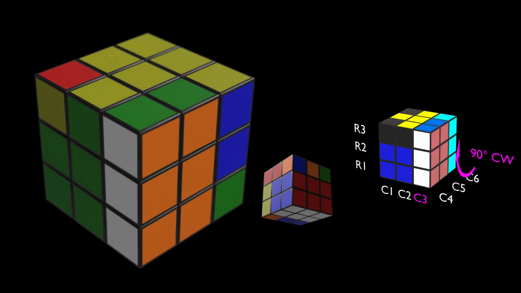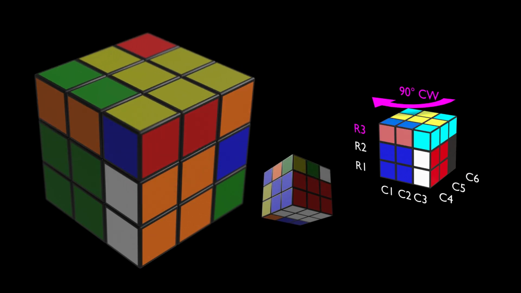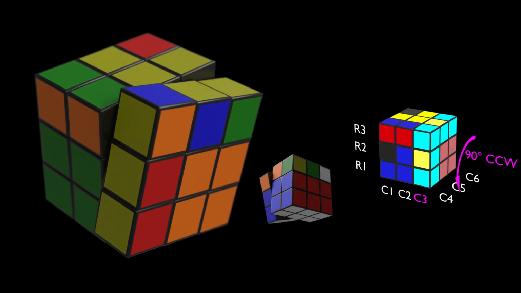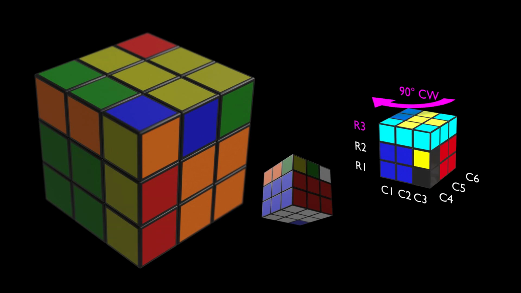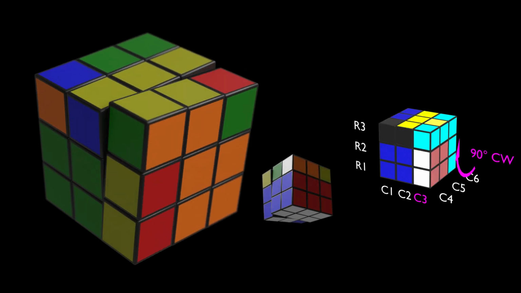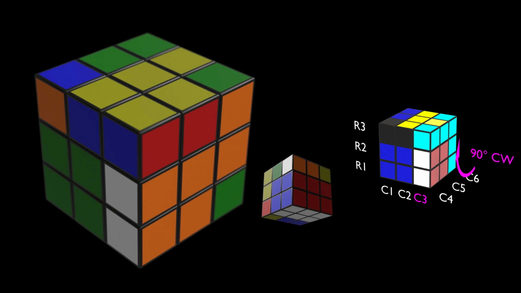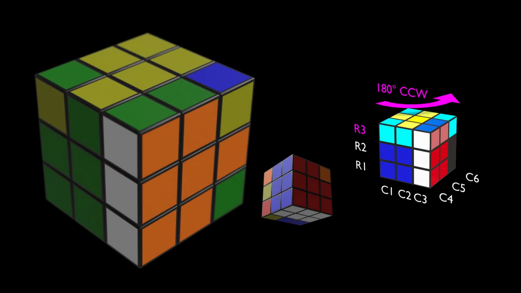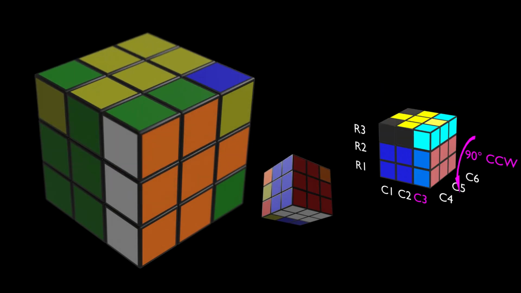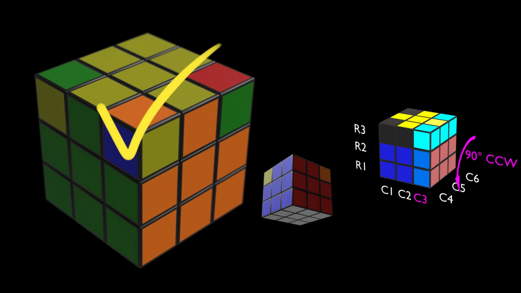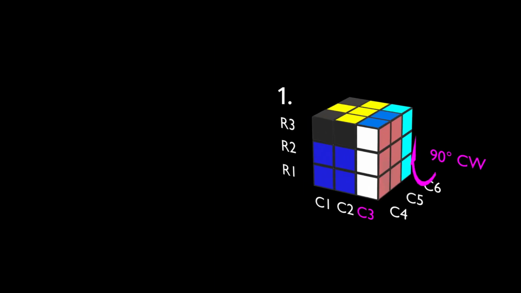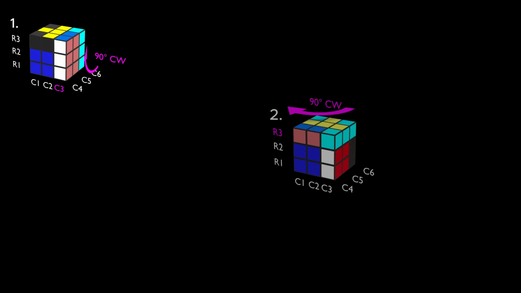Rotate column C3 clockwise. Rotate row R3 clockwise. Rotate column C3 counterclockwise. Rotate row R3 clockwise. Rotate column C3 clockwise. Rotate row R3 180 degrees counterclockwise. And last step, turn column C3 counterclockwise. Let's review the steps in this part.